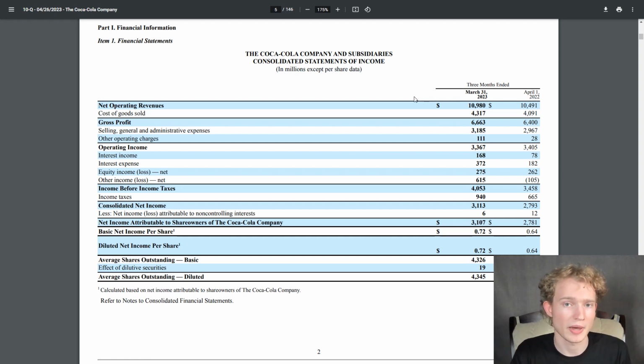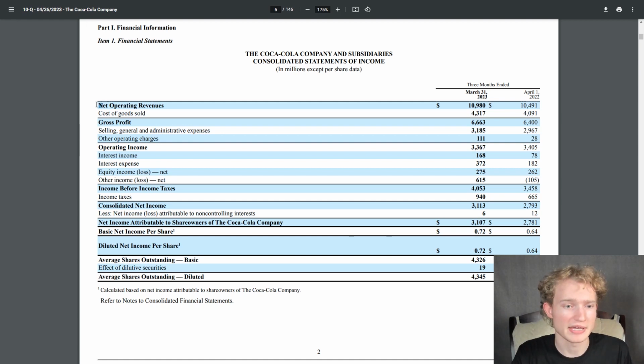Now the final thing you want to pay attention to is the time period the income statement is for. In this case, this is in Coca-Cola's most recent quarterly report. And for companies, a quarter is basically 3 months long. So that's why you see that this income statement is for the 3 months ended March 31st, 2023. So essentially, this began at the beginning of January, and it goes through the end of March. So this is all of the operating revenues that Coca-Cola brought in during that period of 3 months.